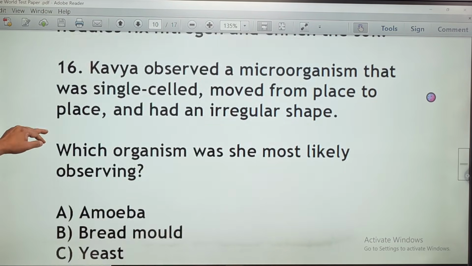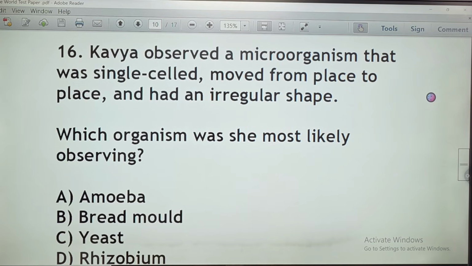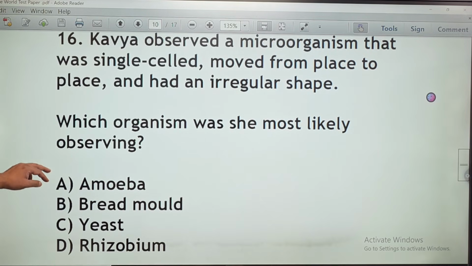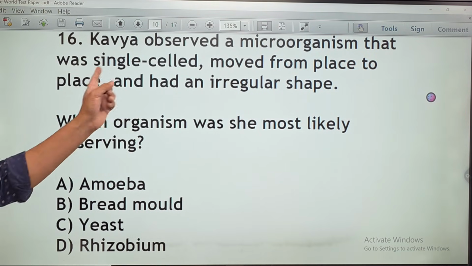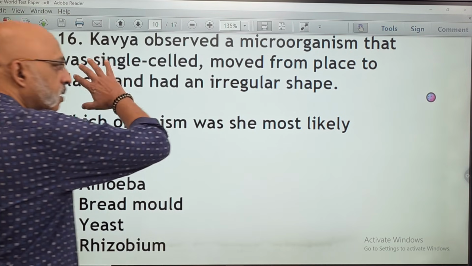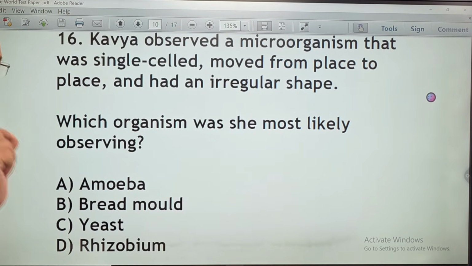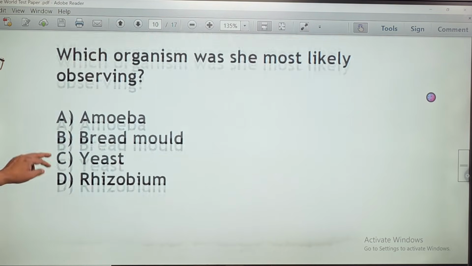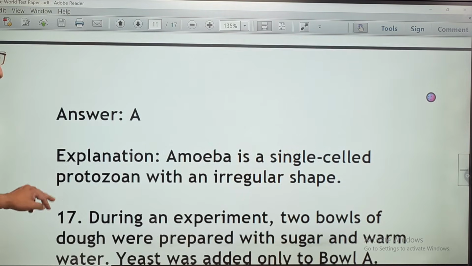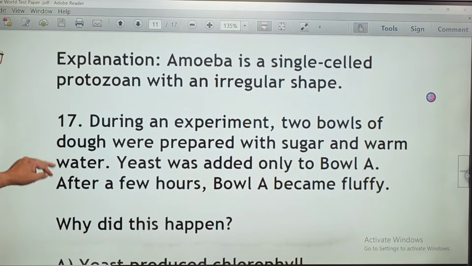Kavya observed a microorganism that was single-celled, moved from place to place, and had an irregular shape. Which organism was she most likely observing? Amoeba, bread mold, yeast, or rhizobium? So look at the characteristics, which is why it is very important to remember all the characteristics of the different things which are part of chapter 2. The correct answer here is A. Amoeba is a single cell protozoan with an irregular shape.